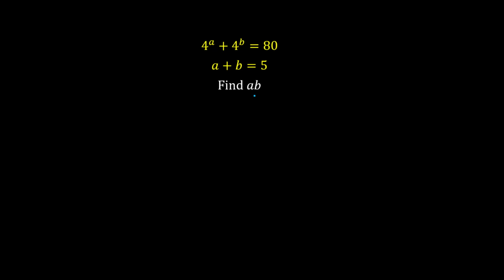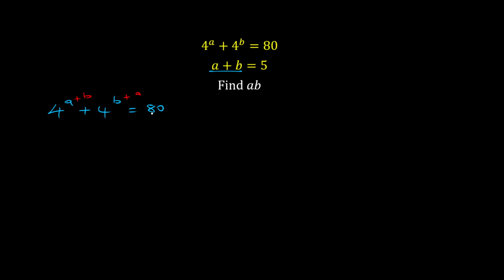So let's see what we know. We know that 4 to the a plus 4 to the b is equal to 80. However, we don't have any part of the equation where we could actually get a plus b. Let me rewrite the equation: 4 to the a plus 4 to the b is equal to 80. In order to get the power to be a plus b or b plus a, we're going to try to formulate a way in which we could do this. So let's see how we can do this.